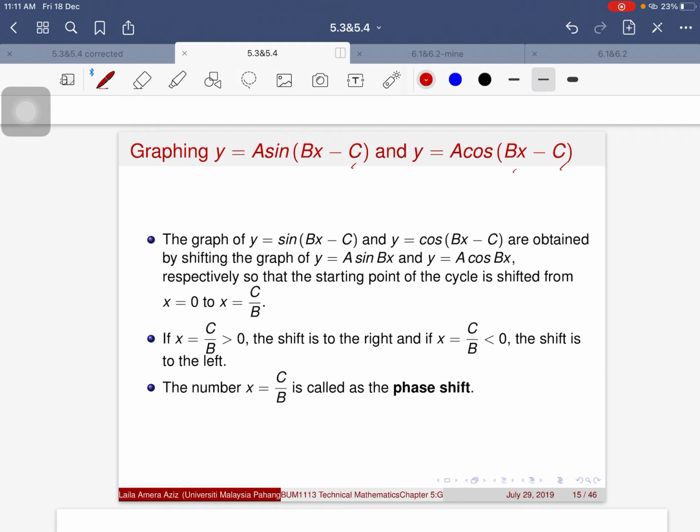It says over here that the graphs of y equals a sine of bx minus c and y equals a cos of bx minus c are obtained by shifting the graphs of y equals a sine bx and a cos bx respectively, so that the starting point of the cycle is shifted from x equals 0 to x equals c over b.